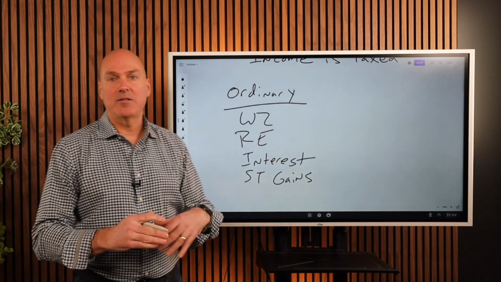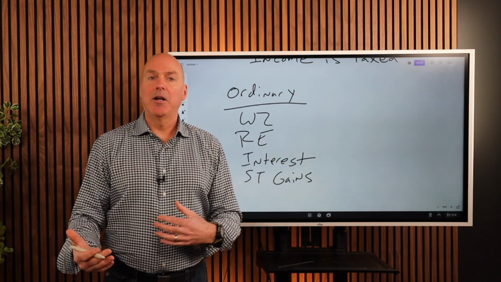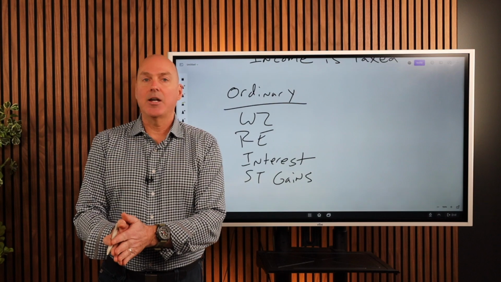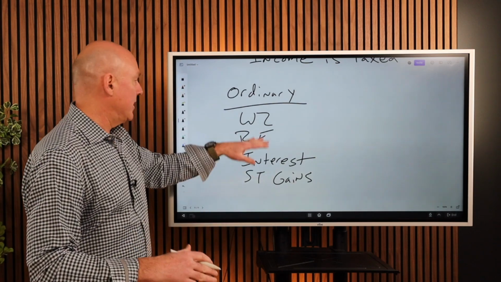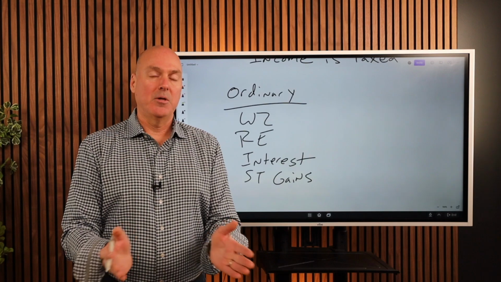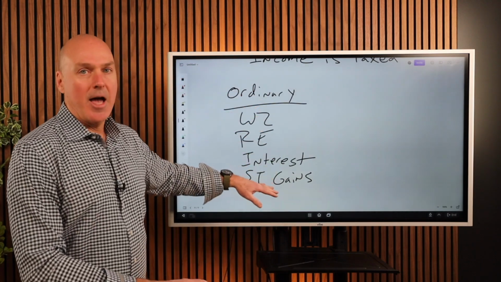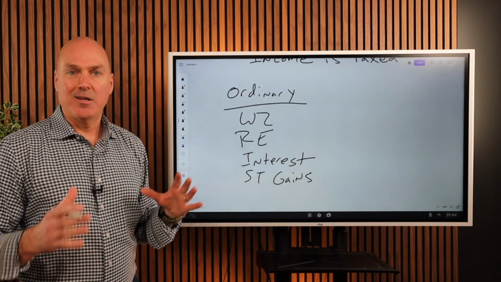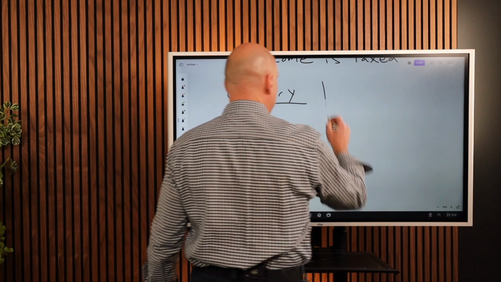All of that is going to be taxed at your ordinary tax table, and any money you make on investments in that category is added to it. Incidentally, if you take money out of a traditional retirement account, like a traditional 401k or an IRA, that's also going to be added into your ordinary income. We're not going to get into too much detail on that in this video.